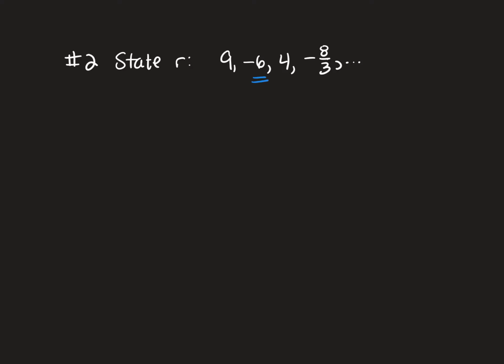I can pick one term and divide it by the term in front of it, and that gives me my R value. So if I take -6 and divide it by 9, then dividing both by 3 gives -2/3, and that is my R value. Now, if you wanted to check, you could take any other term and divide it by the term in front of it. I could have taken 4 and divided it by -6. That's also going to end up being -2/3, the same R value.